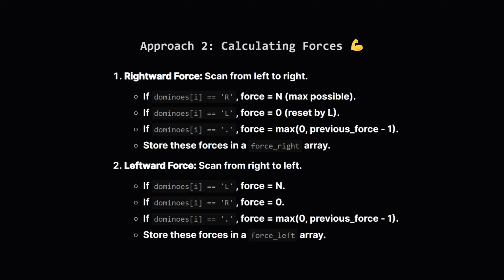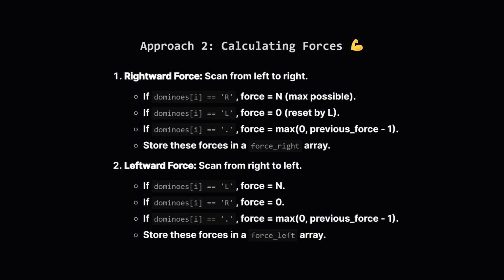Let's do 2 passes. First pass, left to right, calculating the rightward force. We start with 0 force. If we see an asymptote, the force jumps to maximum, let's say the total number of dominoes. If we see an asymptote, the force drops back to 0, because the blocks any rightward push from before it. If we see a dot, the force decreases by 1 from the previous position, but can't go below 0. We store these forces.